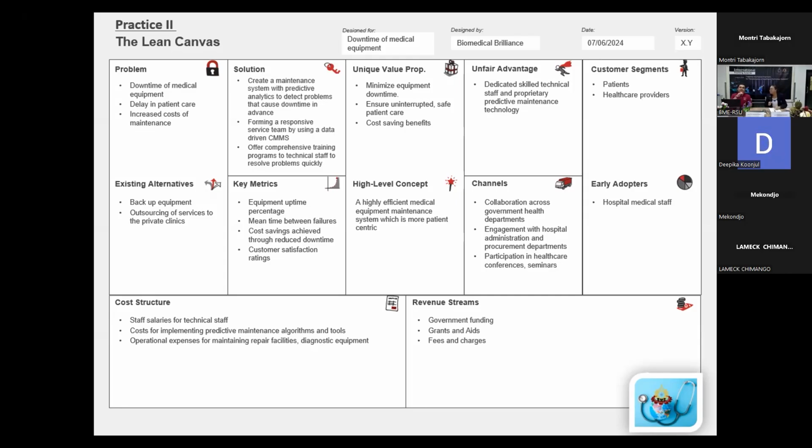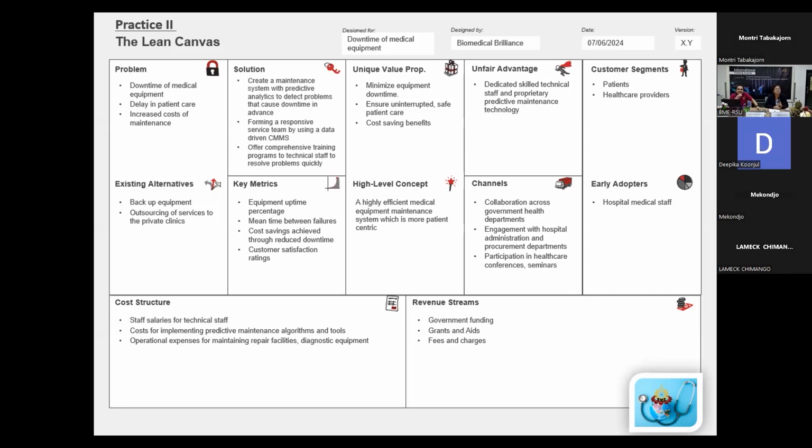So any comments? Any more comments? Okay, I have a comment on the solutions. You have the 3 solutions, right? The first is to create a maintenance system with predictive analytics. In this course, in the predictive analytics, you will learn about artificial intelligence and big data, and have a little bit of practice. Okay, I think it's good knowledge to apply to this one.